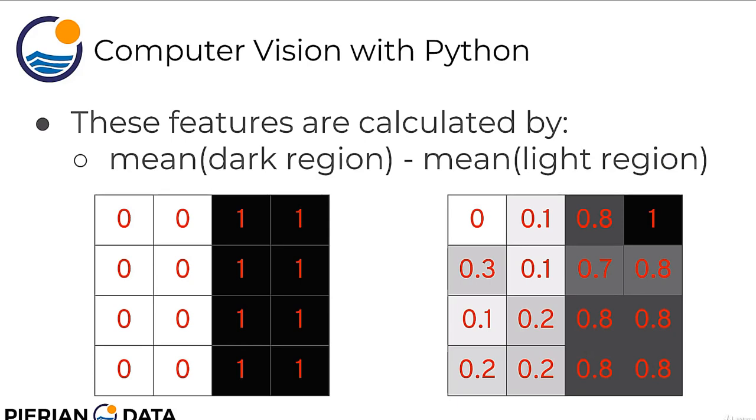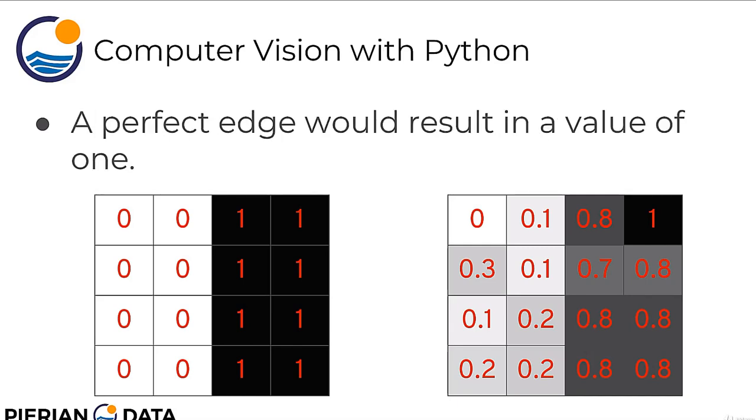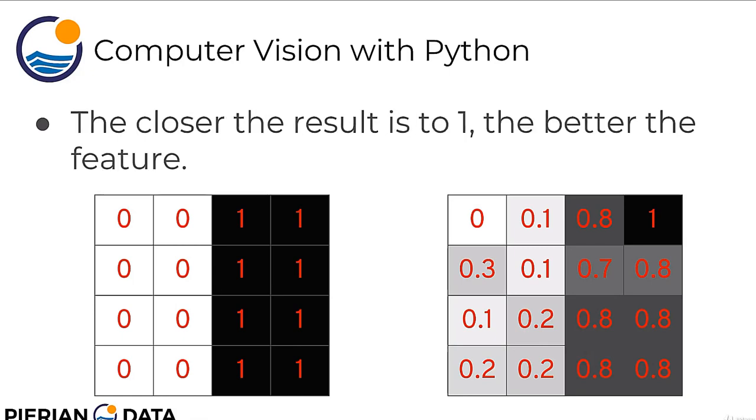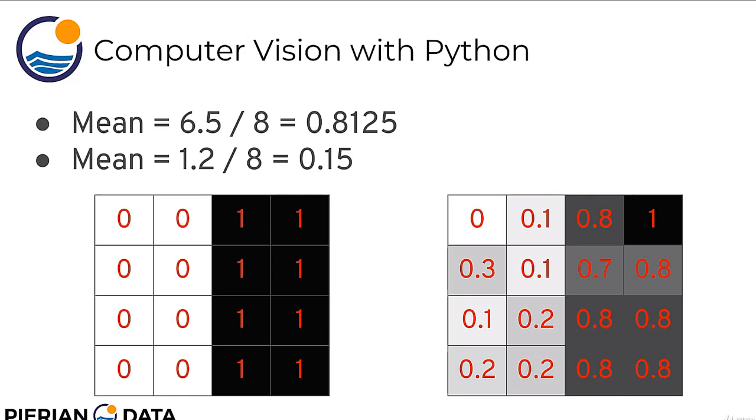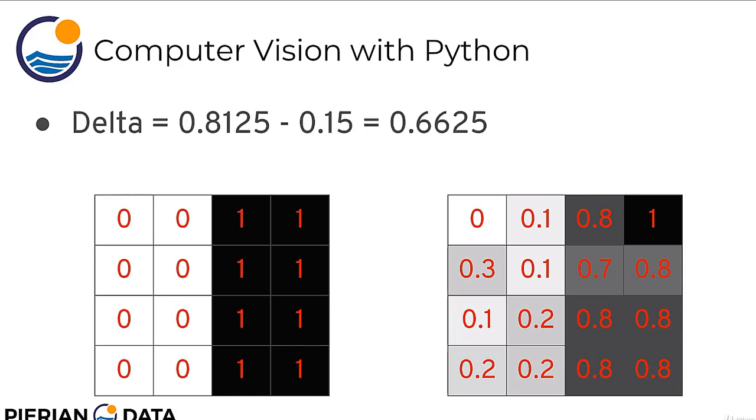But for our realistic example, we'll have something that looks more like this on the right-hand side. So let's go ahead and explore the calculation. So the closer the result is to 1, the better the feature. If we actually explore the calculation for our more realistic image on the right-hand side, we can kind of tell there's an edge there. So what we end up doing is we first sum the dark region and then sum the light region. Then we take the average of them and we calculate the average to be 0.81 for the dark region and then 0.15 for the lighter region, which means their overall delta is going to be 0.8125 minus 0.15, which is equal to 0.6625.